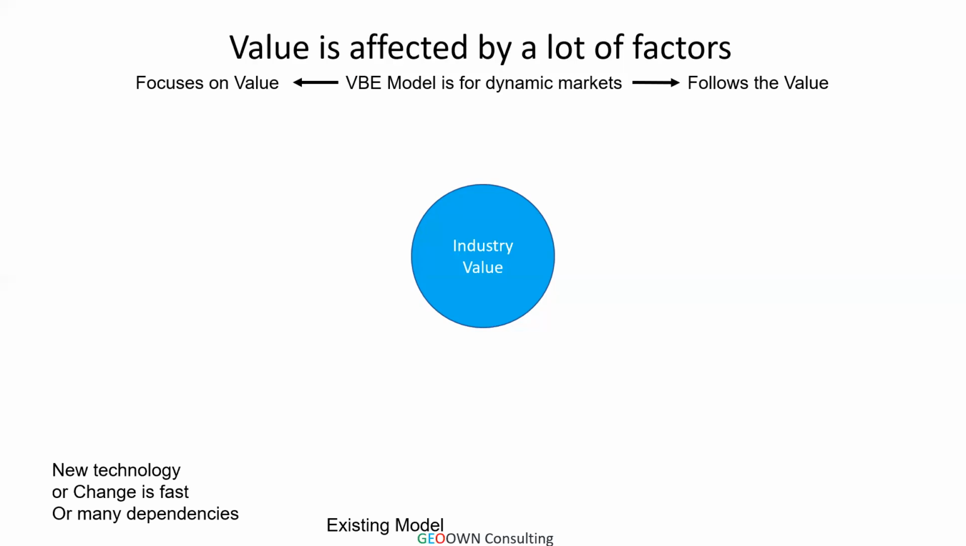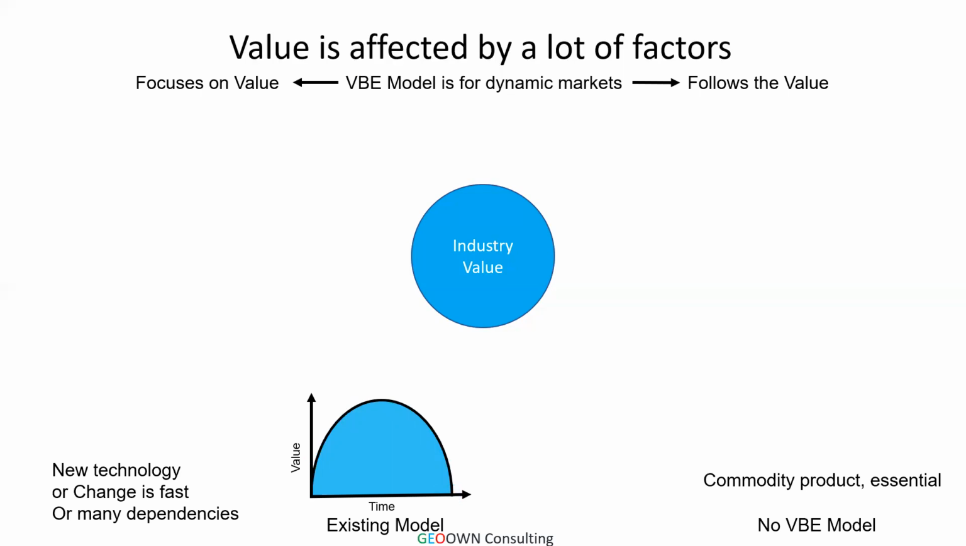So any new technology or change, which is fast or has many dependencies, would require a VB model. You can have an existing VB model where you have the time axis and the value axis, and generally it follows a curve like this. The value initially grows, reaches its maturity, and then starts to decline when a new VB model comes into play. So this is generally how VB models go through their life cycle, but it could be any shape. It need not be a sinusoidal kind of shape.